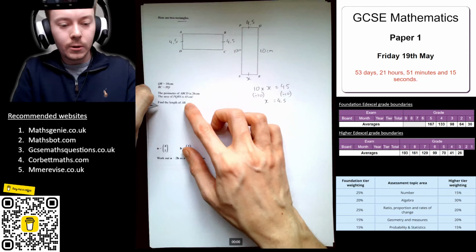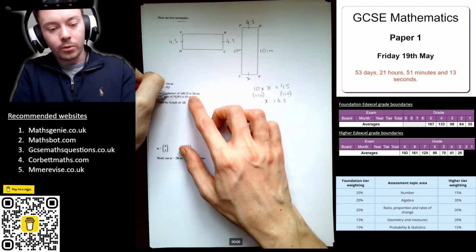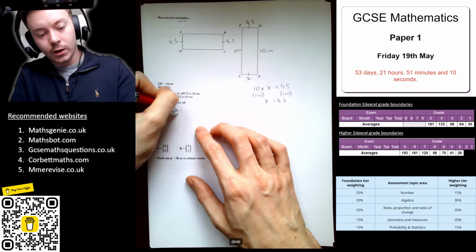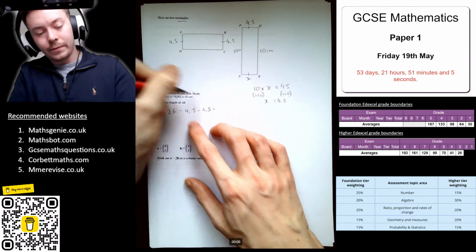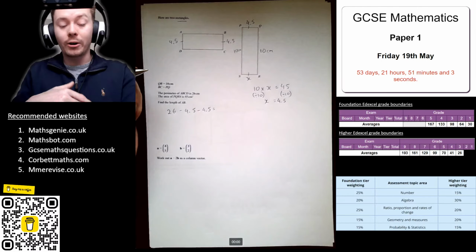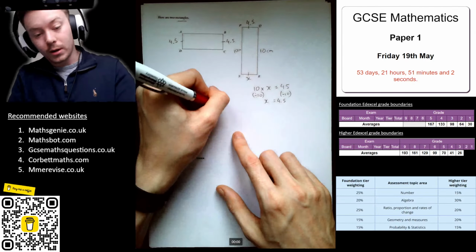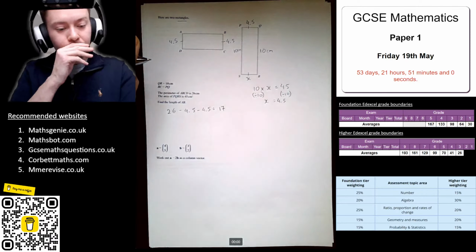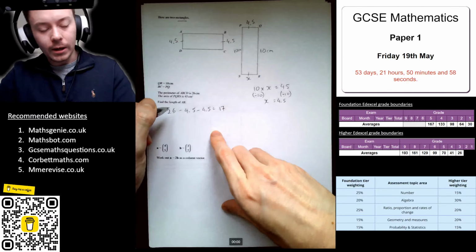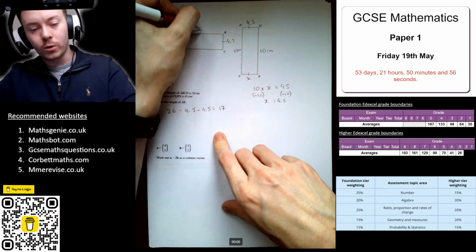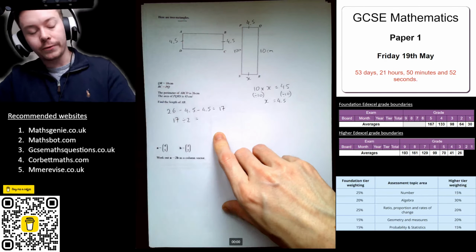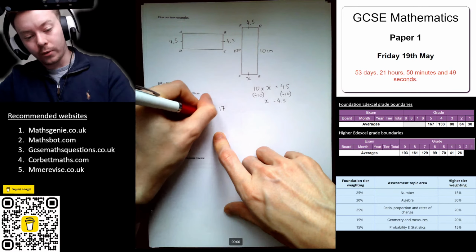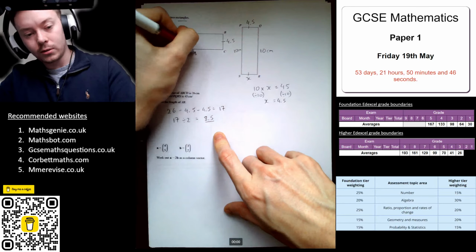So we go back again, the perimeter is 26. 26, take away 4.5, take away 4.5. That's taking away 9 in total, so that gives me 17. And then I've got to divide that by 2 because there's two sides. So 17 divided by 2. Half of 16 is 8, so that's going to be 8.5 centimeters.